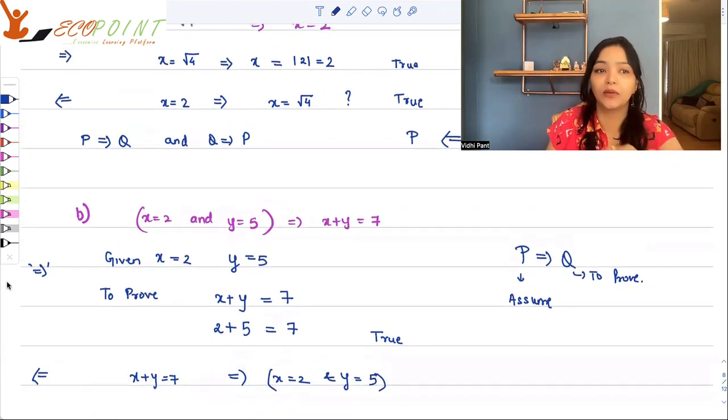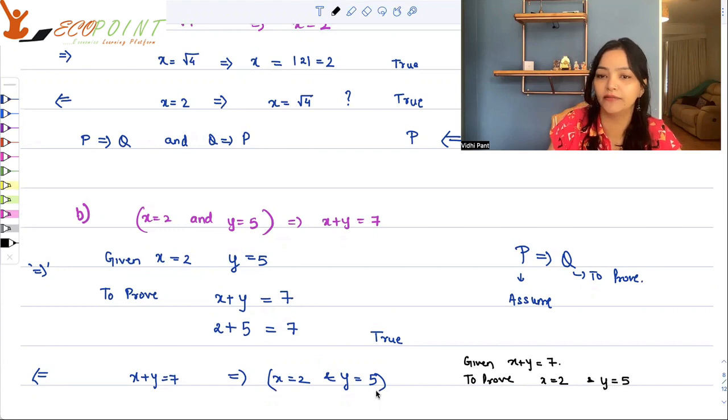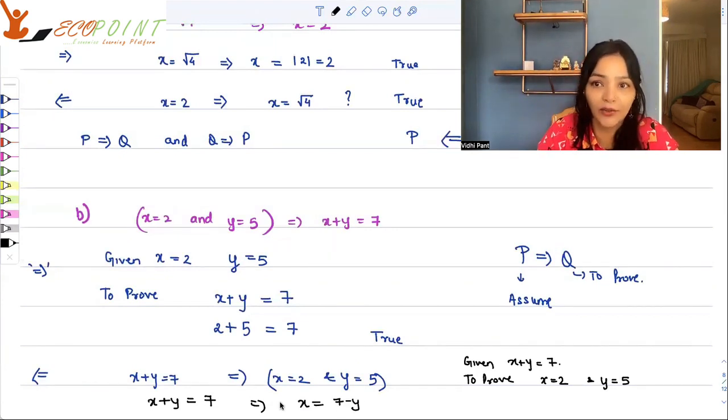Well, for this one, I'm going to take as given X plus Y is equal to 7, and I want to prove X is equal to 2 and Y equals to 5. Is it possible? Well, the fact that X plus Y is equal to 7 implies X is equal to 7 minus Y. Y can take any value. X will be 7 minus Y.